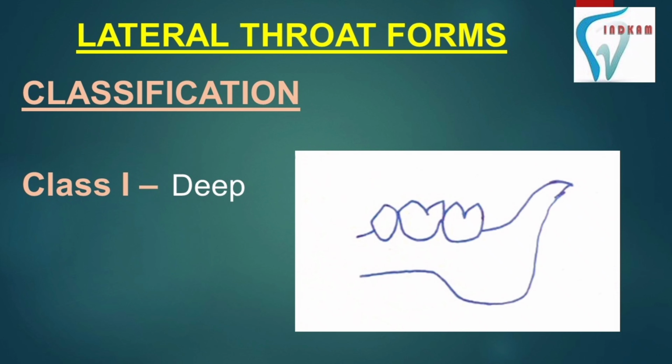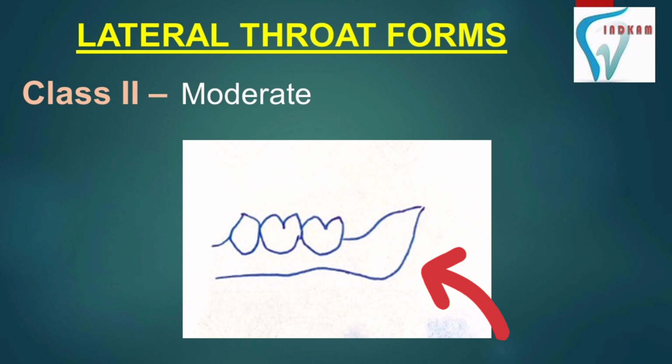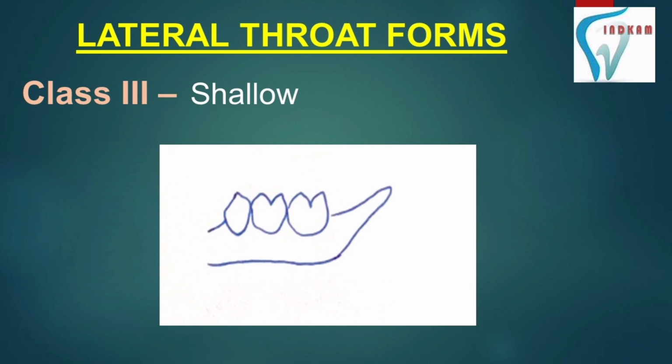Lateral throat form. It is also classified into three classes. The first one is deep. You can see the same in the diagram. In class 2, the depth is moderate, and in class 3, it is very shallow.